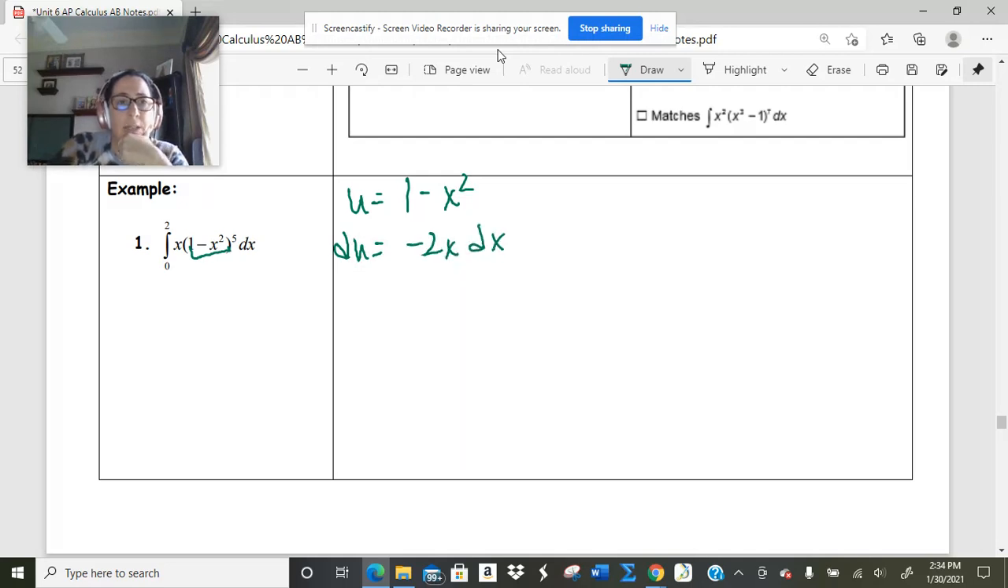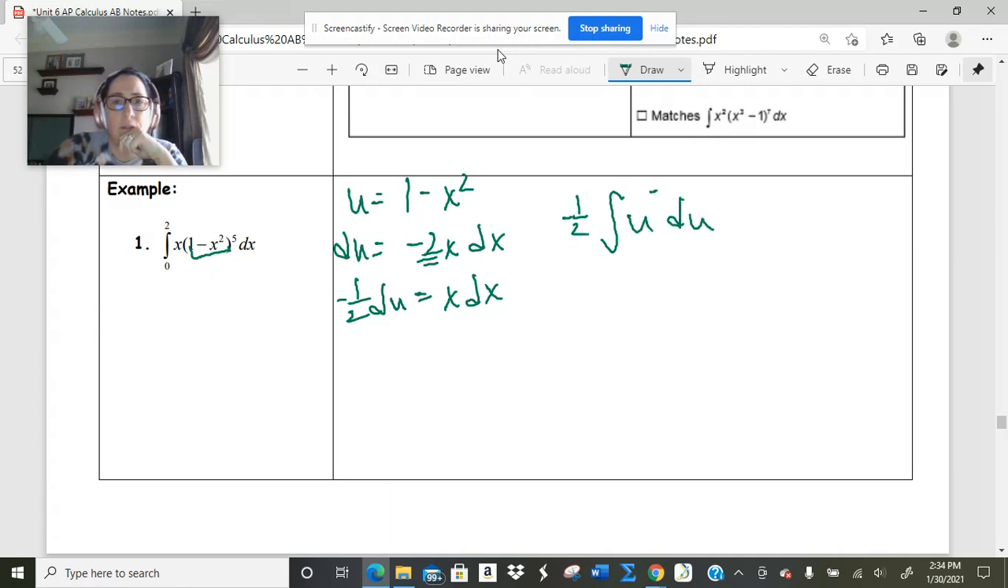Then I say I only have an x dx, so I need to get that over on the other side, so I'm going to divide. And now I'm going to rewrite my integral. So that would be the negative 1/2 du u to the 5th. Make sure that's what you got, and that's okay.